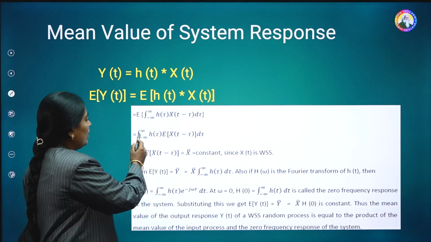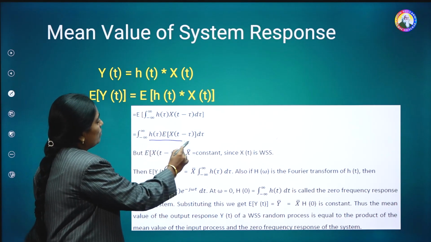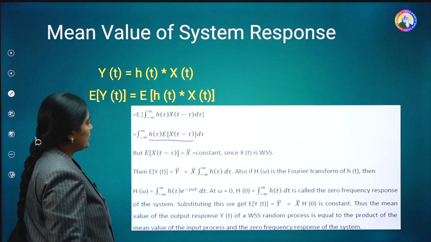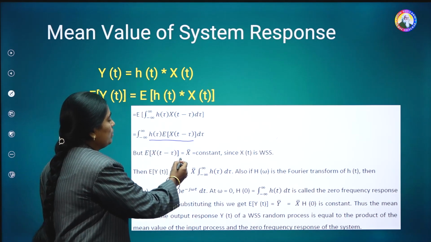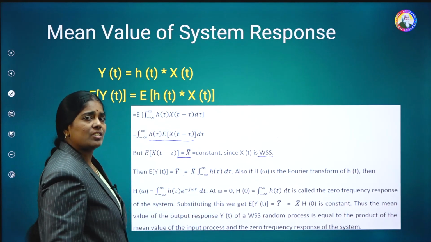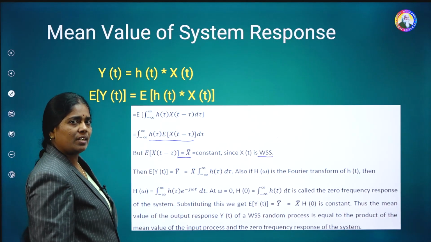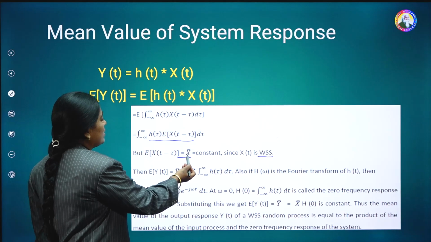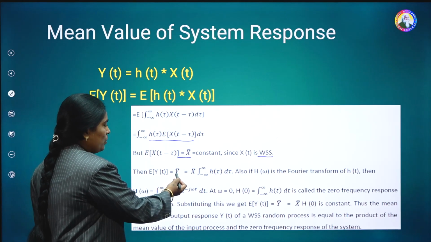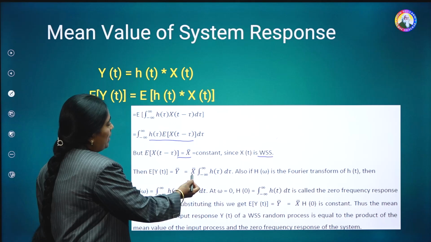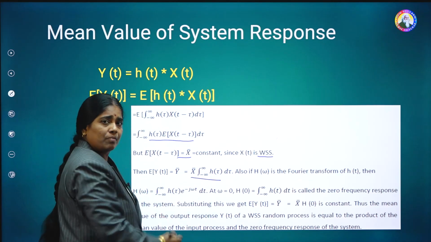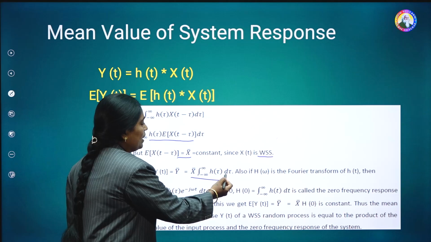Therefore, this equation is equal to integral from minus infinity to infinity h of tau into E of x of t minus tau into d tau. Here you can observe that E of x of t minus tau is equal to simply x bar for the case of a WSS process. WSS stands for wide sense stationary. For that case, the mean value is constant, that is equal to x bar. Substituting this x bar here, E of y of t is equal to y bar, that is equal to x bar. Since it is a constant, you can write it outside the integration. So, x bar into integral from minus infinity to infinity h of tau d tau.